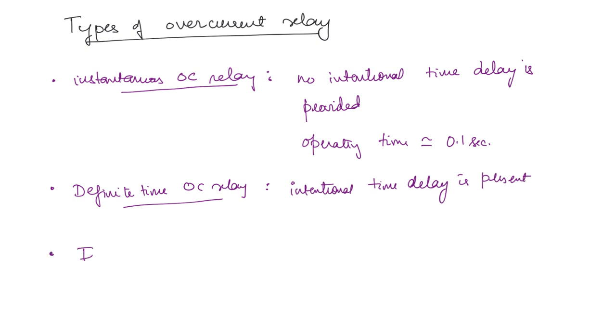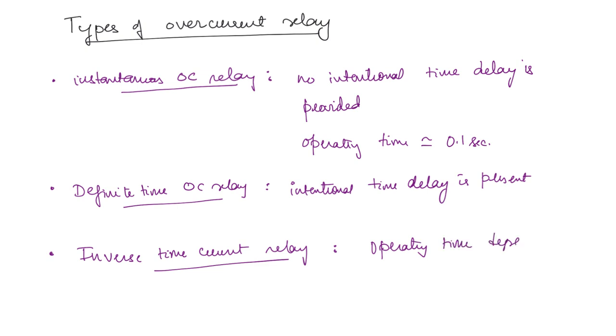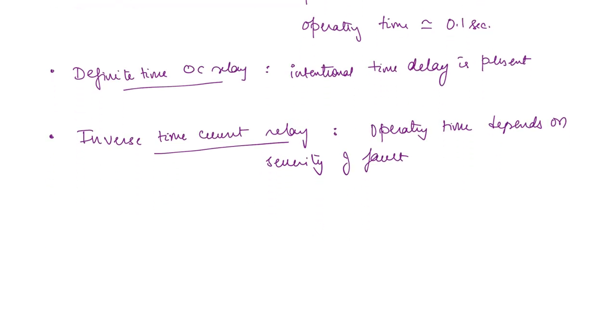The next one is the inverse time current relay. Here the operating time is going to depend on the magnitude of the fault current, that is, the severity of the fault. If the fault is more severe, meaning the fault current is very large, then the operating time will be lesser. So there is an inverse relationship between the operating time and the fault current. Depending on this inverse relationship, the inverse time relay is divided into further types.